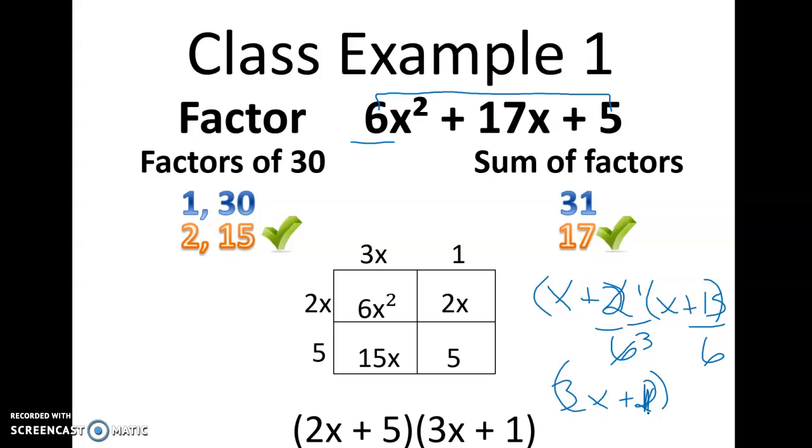And then 15 divided by 6 simplifies. 3 can go into both. It becomes 5 halves. And so the other binomial factor is 2x plus 5, because this simplifies to 5 halves. So the 2 goes in front of the x and the 5 is last.